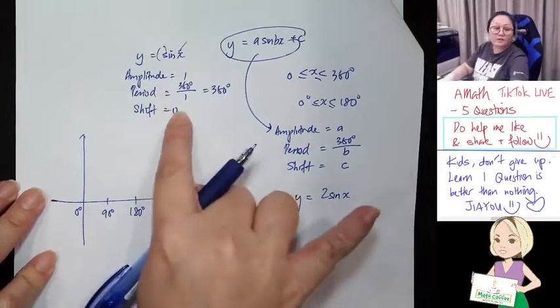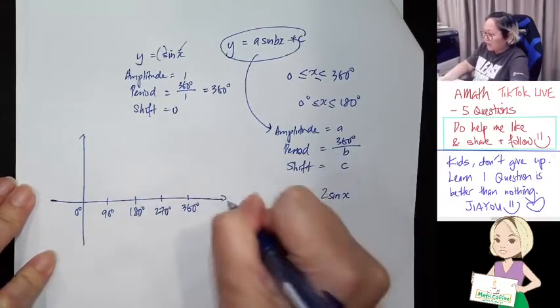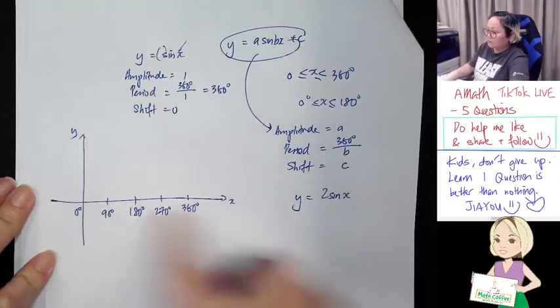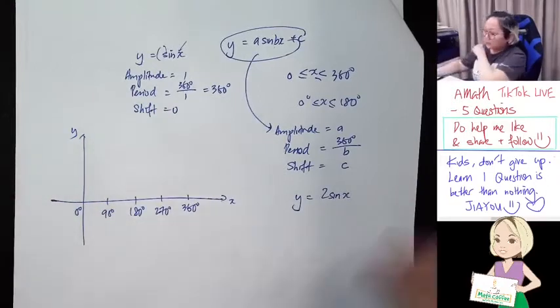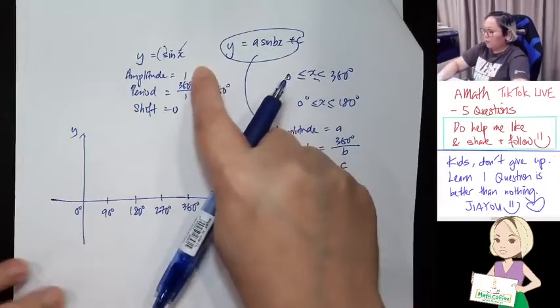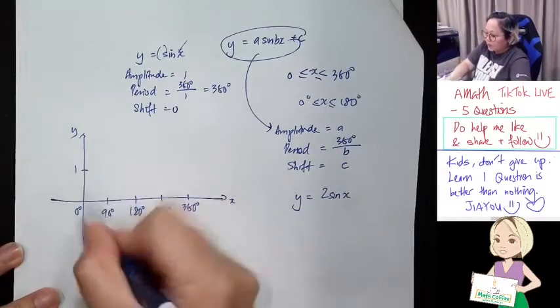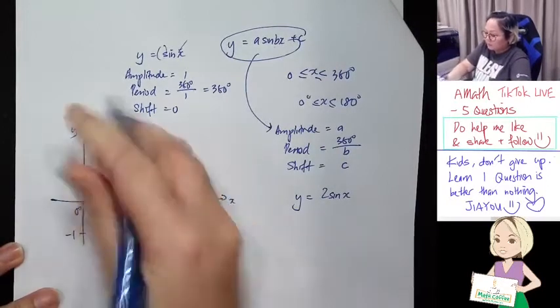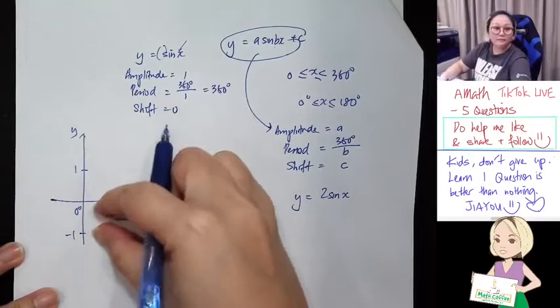Because the shift is 0, I still use my usual x-axis as my 0. Then amplitude is 1, so my maximum is 1 and my minimum is -1. Understand?